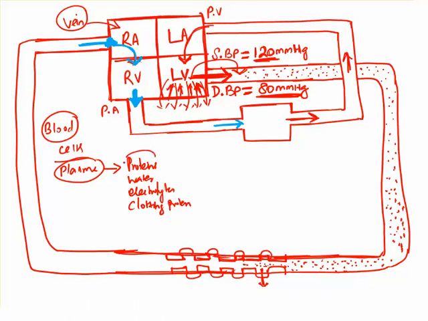Understand? See, the proteins in the plasma are of three types in the blood. What are they? Albumin, globulin, and fibrinogen, which are clotting proteins. Okay, fibrinogen. Understand? Don't forget this. Okay. So now the plasma escapes out, right?